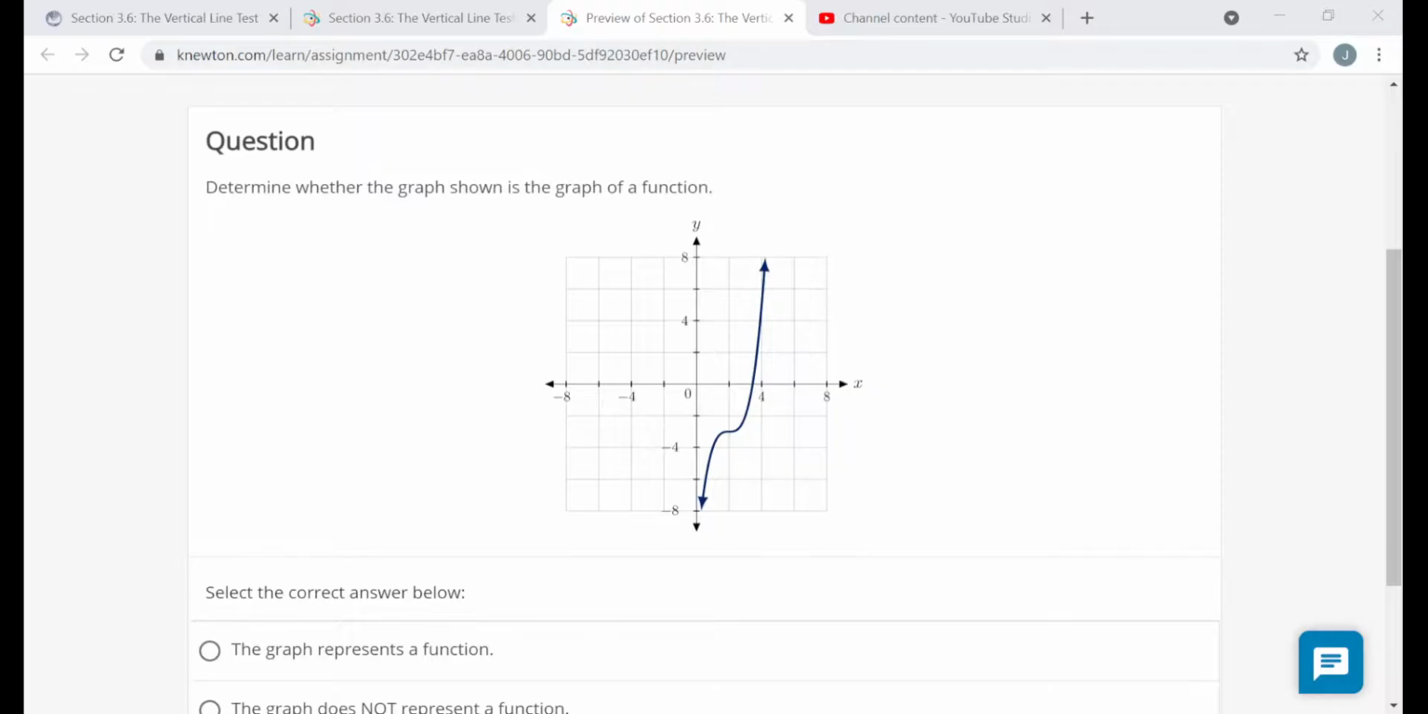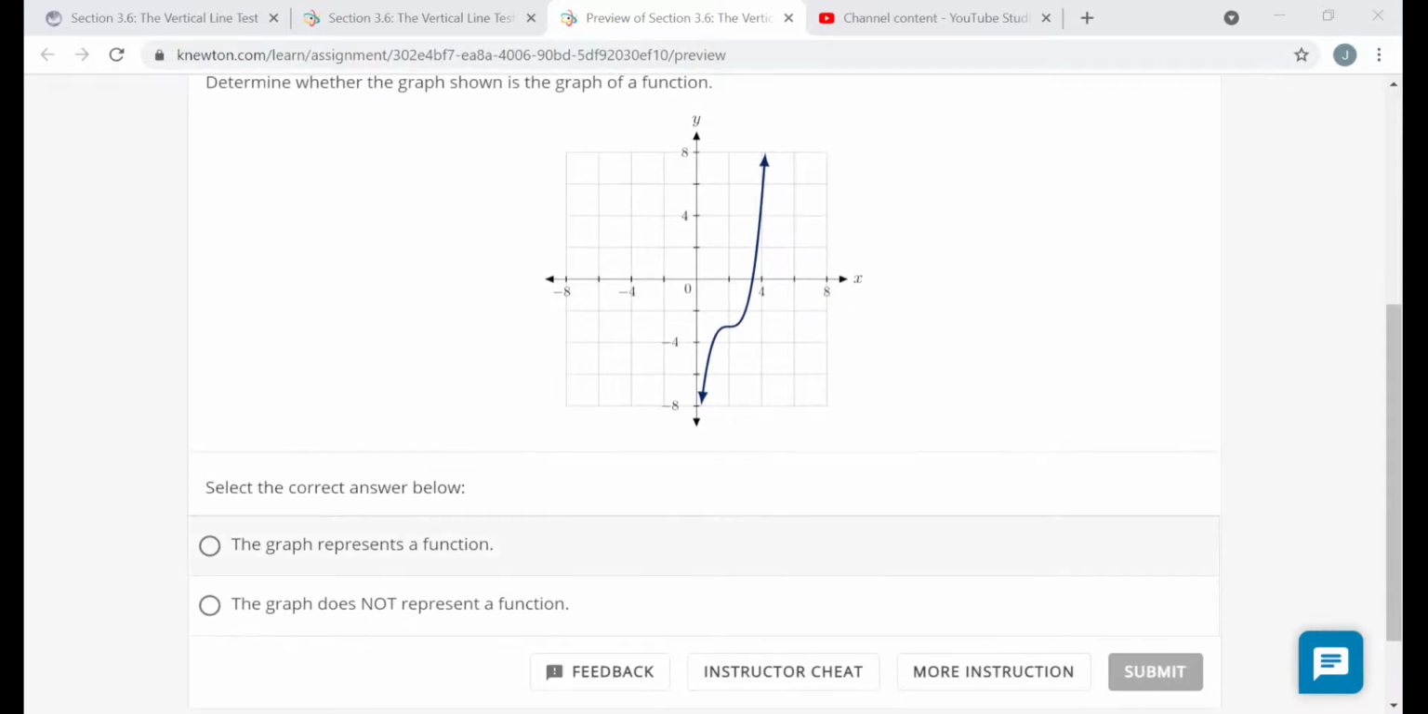All right, so going back here, we're just answering yes or no. And it looks to me like, again, just think of vertical lines, drag a vertical line across, and that vertical line will never hit this graph more than 1 time. So this is a function. And submit.